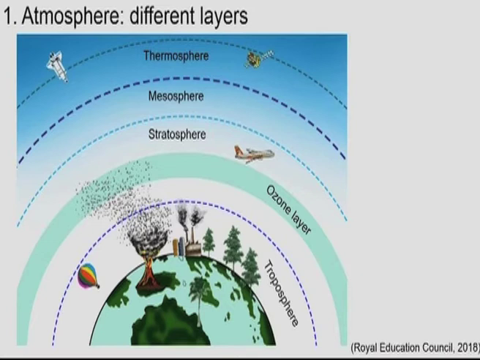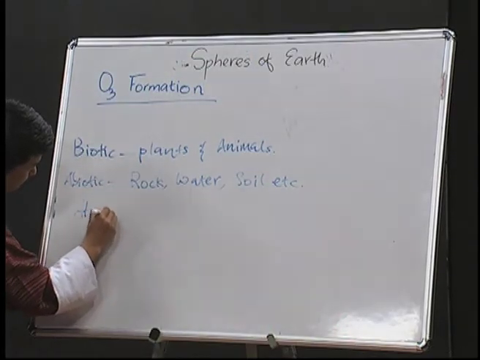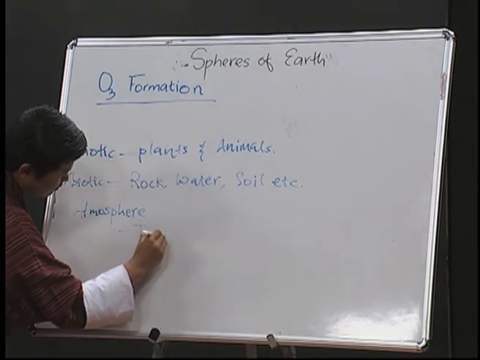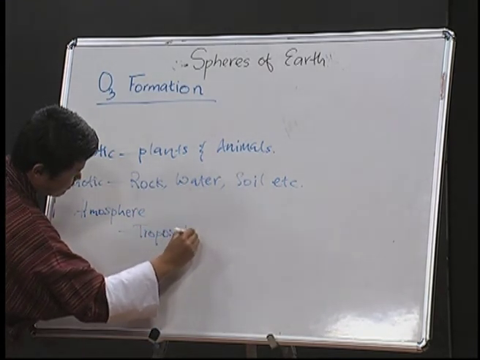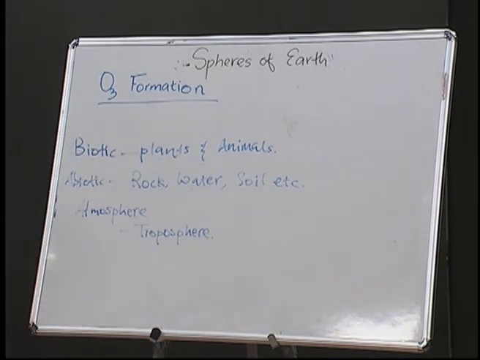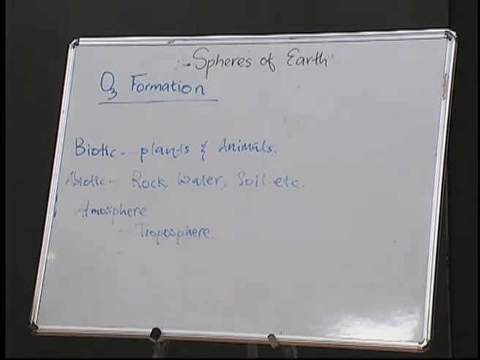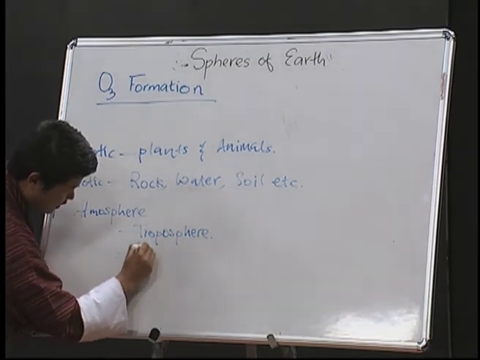Now, in terms of major layers, the atmosphere is divided into 4 types. The first layer of the atmosphere is the troposphere, right? The second layer of the atmosphere is the stratosphere.